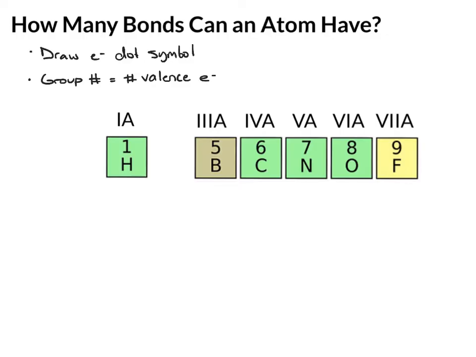So if we look at our excerpt of the periodic table here, we have the group numbers on top in Roman numerals. So we have group 1A, and then I've skipped, and then we go to 3A all the way up through 7A. So we can say the number of valence electrons for hydrogen would be 1, boron 3, carbon 4, nitrogen 5, oxygen 6, fluorine 7. And that would apply to any atoms in that group.